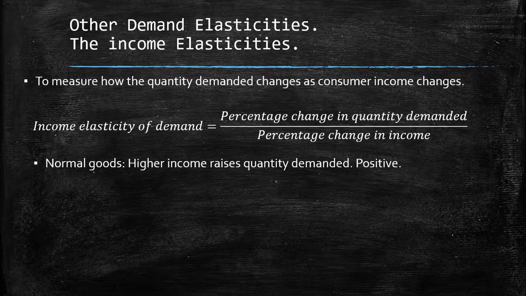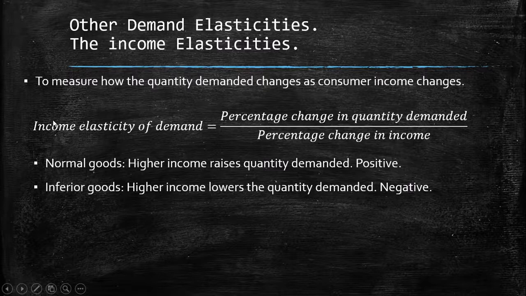We said before that normally we talk about normal goods. What does it mean? It means higher income raises quantity demanded, so it is positive. If you receive more money in your salary, you will consume more. So when this is bigger than zero, it means that the good is normal.